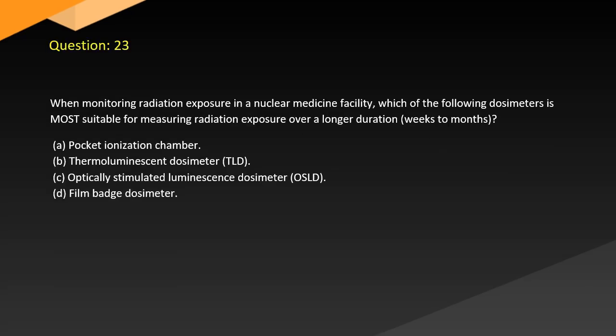Question 23. When monitoring radiation exposure in a nuclear medicine facility, which of the following dosimeters is most suitable for measuring radiation exposure over a longer duration, weeks to months? A. Pocket ionization chamber. B. Thermoluminescent dosimeter, TLD. C. Optically stimulated luminescence dosimeter, OSL. D. Film badge dosimeter.